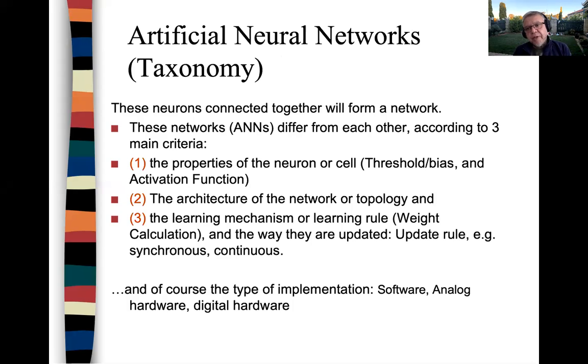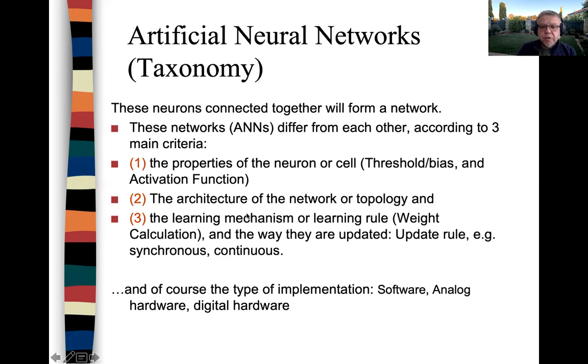So you can say that there are three main criteria. The first one is the properties of the neuron or the cell. So what is the threshold that it uses? Does it use a threshold? What is the activation function? The type of activation function. So you would hear a lot about sigmoid, about ReLU.